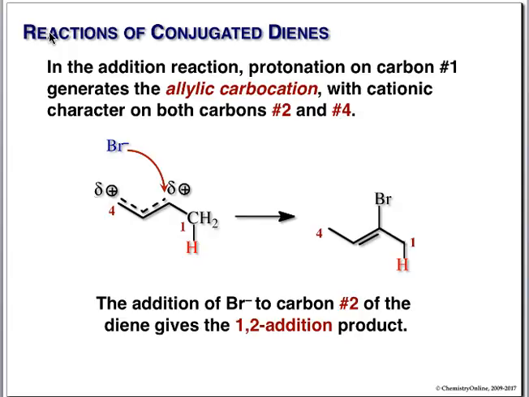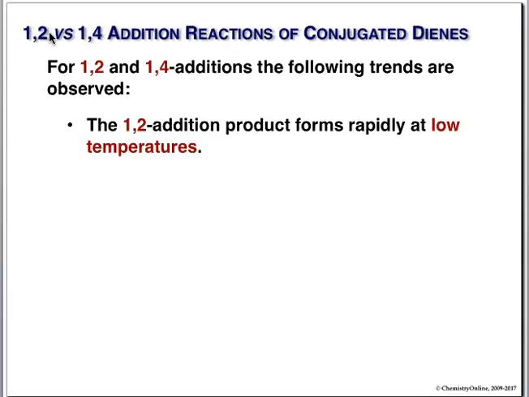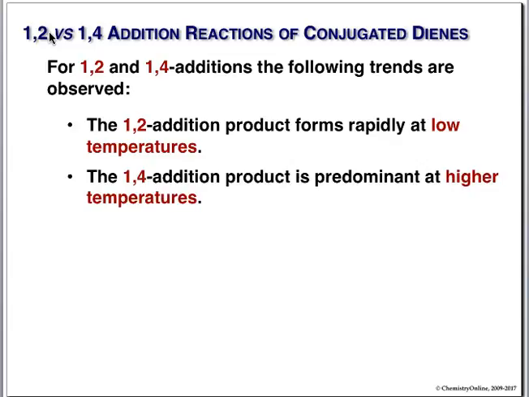When you do this type of addition, things that we note, if we do this at low temperature, so we take our diene, take HBr, low temperature, ice bath or something, we're going to form the 1,2 product. If, however, we take and reflux this a bit, instead of the 1,2 product, we're going to get the 1,4 product. So the 1,2 goes at low temperature, the 1,4 at higher temperature.